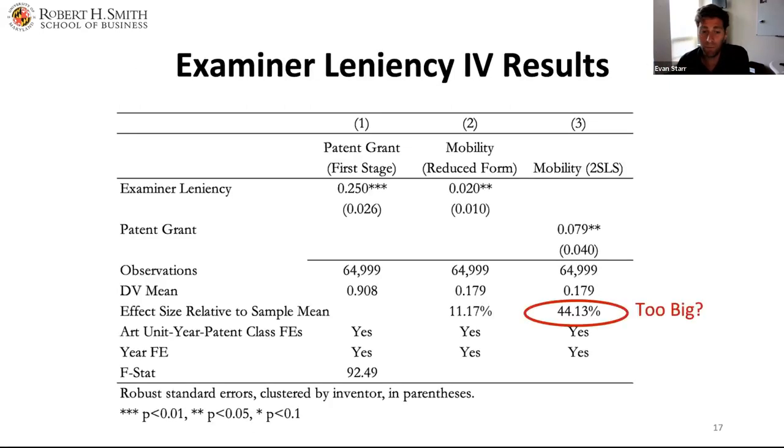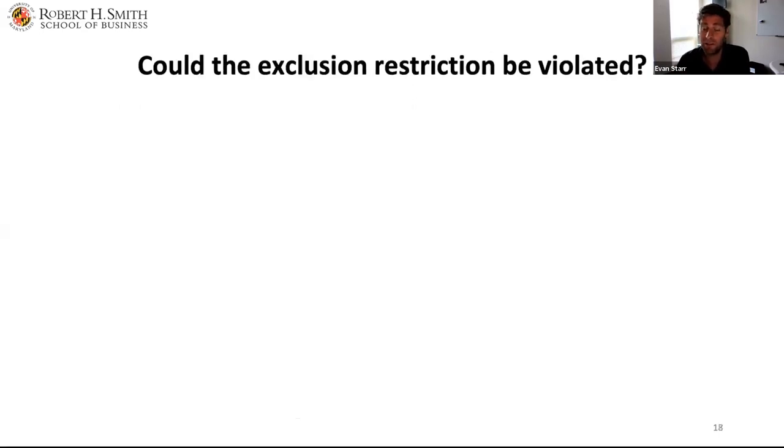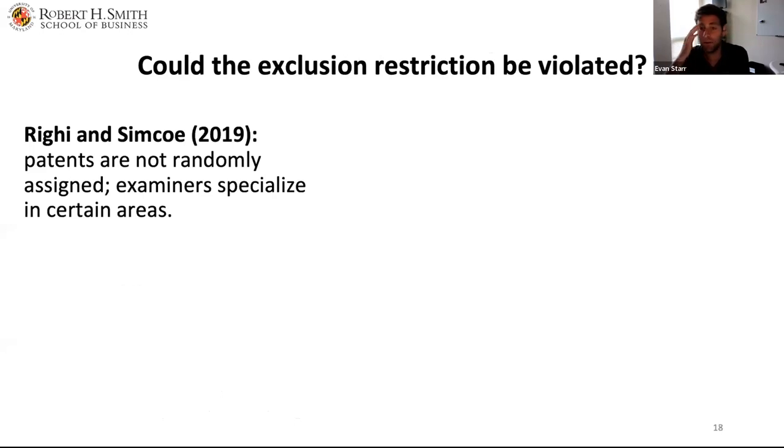So when you see something like that, you might think, well, something funny is going on. So the question is, could the exclusion restriction be violated here? What does that mean? Well, if you look at a recent paper by Cesar Righi and Tim Simcoe, we know that patents are not in fact randomly assigned, just like when you submit your papers to SMJ or anywhere, they're not randomly assigned. The editors are picking people specific to your topic, right? And that's happening at the USPTO as well. Examiners specialize in certain areas, so they're more likely to get certain patents.